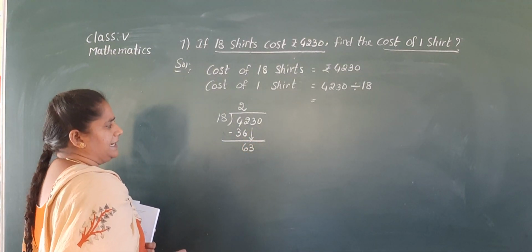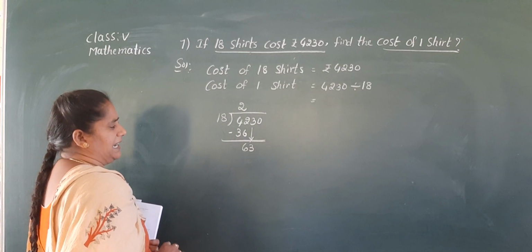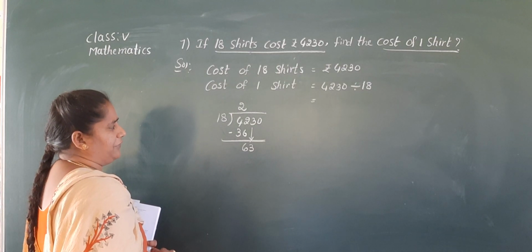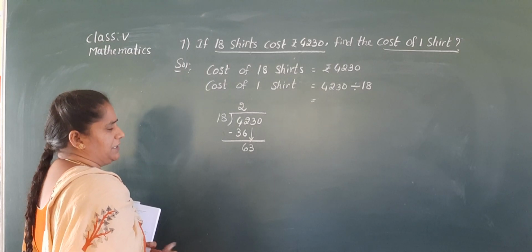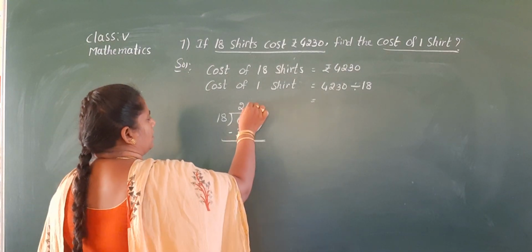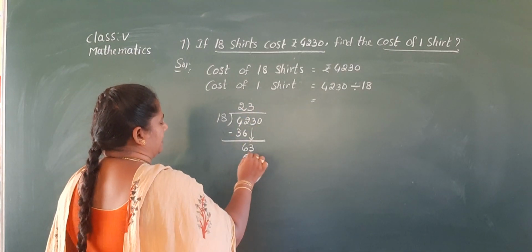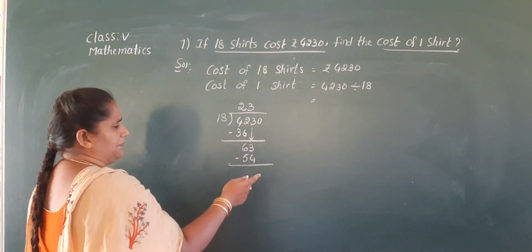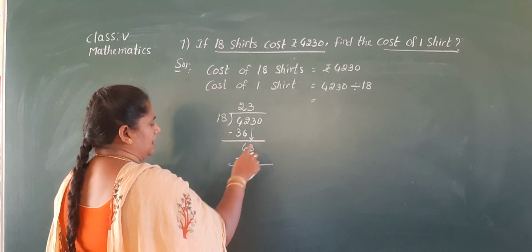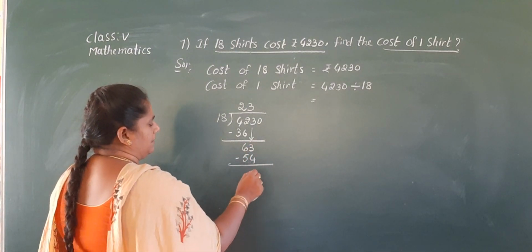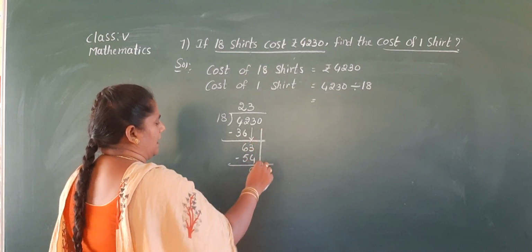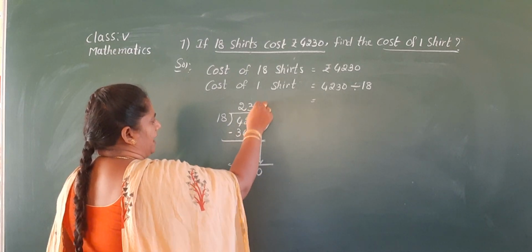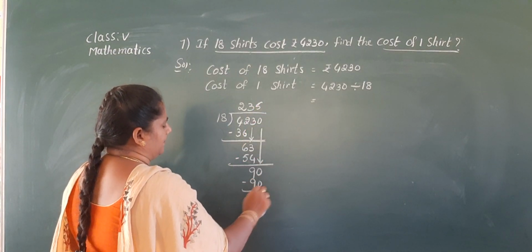63. Tell me the 18 table. 18 ones are 18, 18 twos are 36, 18 threes are 54, 18 fours are 72. 72 is a big number, so you take only 3 times. 18 threes are 54, so 3 is the small number. So take borrow. 3 becomes 13, 6 becomes 5. 13 minus 4 is 9. Take down 9. So 18 fives are 90.